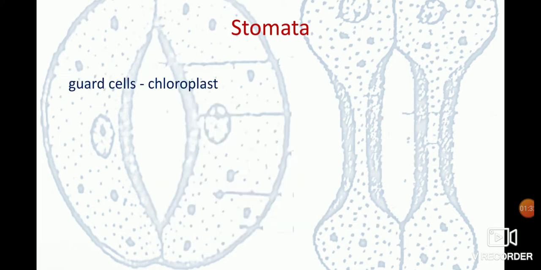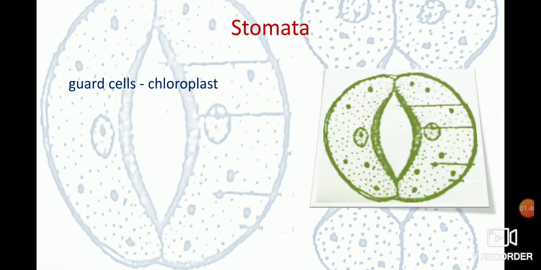Unlike the other epidermal cells, the guard cells of stomata contain chloroplasts. These chloroplasts of the guard cells have unorganized lamellae. Due to the presence of these chloroplasts, carbon assimilation or photosynthesis takes place in the guard cells. Due to the photosynthesis, carbohydrates are formed.